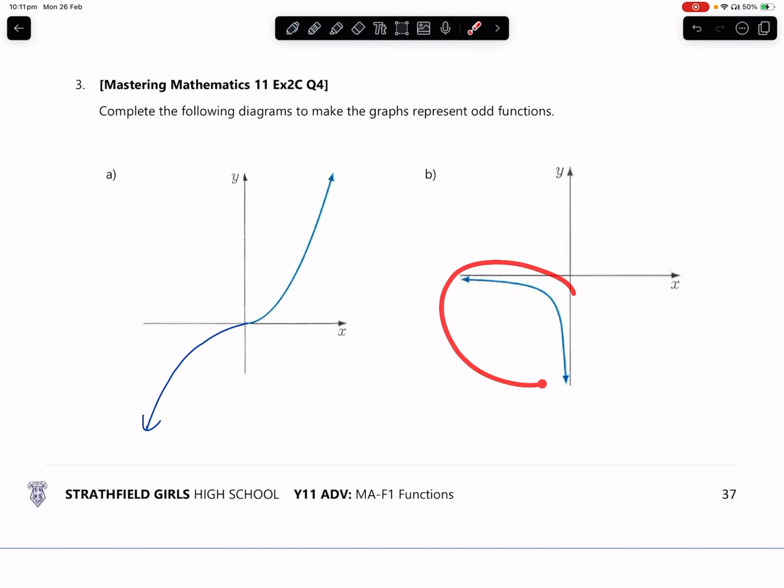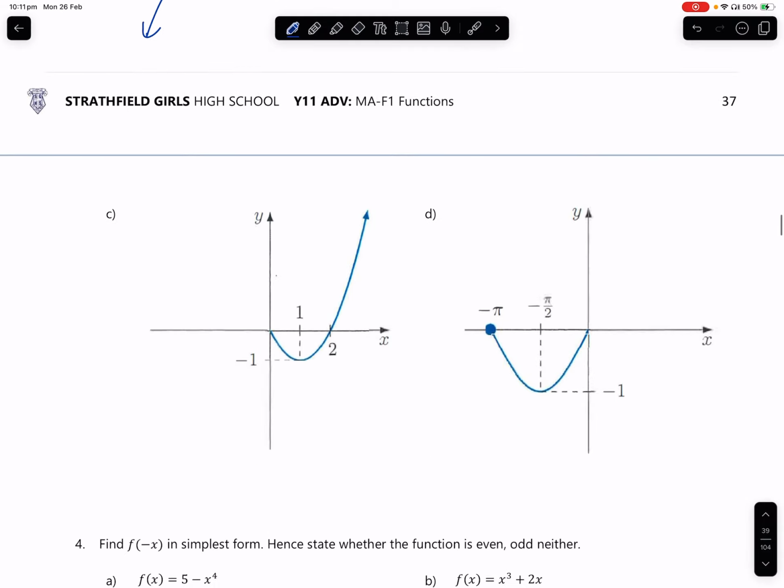Whereas if you do the same thing here and reflect that about the x-axis, you get this, okay, followed by reflecting about the y-axis, which is this, okay? Okay, and that's how you complete an odd function.